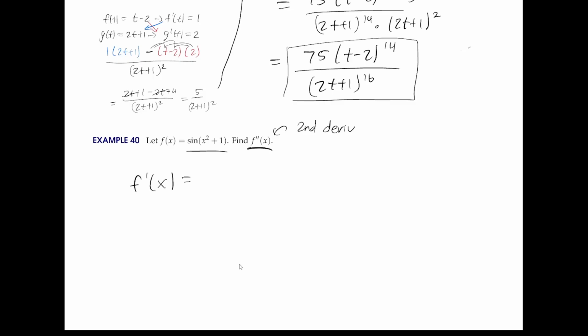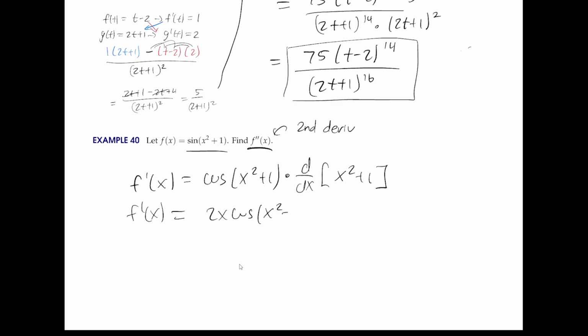When we do f prime of x, we take the derivative of sine of x, which is gonna be cosine of x. But again, it's not x, it's x squared plus 1. And then we multiply by the derivative of the inside. That is the derivative of x squared plus 1. So my f prime, my first derivative, is 2x cos of x squared plus 1.